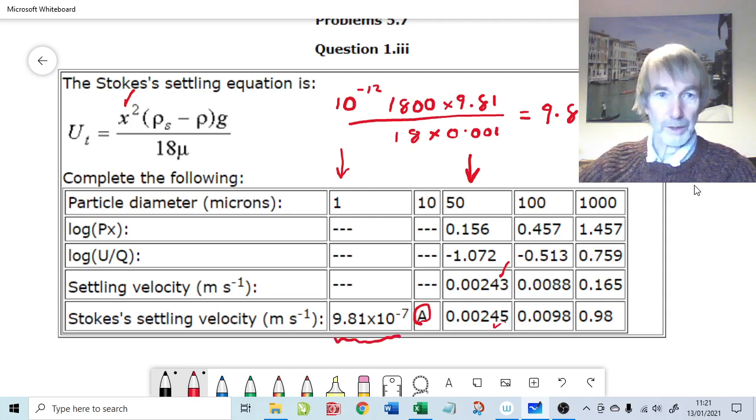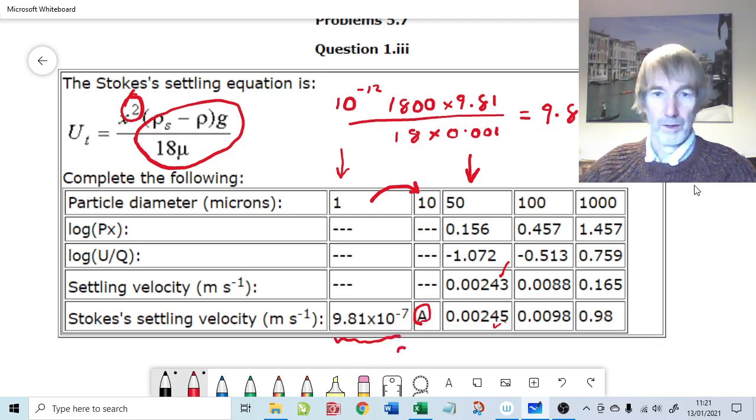A quick look at the Stokes settling equation, and you'll notice that the settling velocity is proportional to the diameter squared. Everything else here is a constant. All these other terms are constant for a given particle density, fluid, and viscosity of the fluid. So if we go from 1 to 10 microns, we would expect the settling velocity not to be a factor of 10 higher, but a factor of 100, because we're squaring the difference. So the answer A is in fact 9.81 times 10 to the minus 5. And when we go from 10 microns to 100 microns, we have the same argument. It's going to be 9.81 times 10 to the minus 3, and indeed it is.